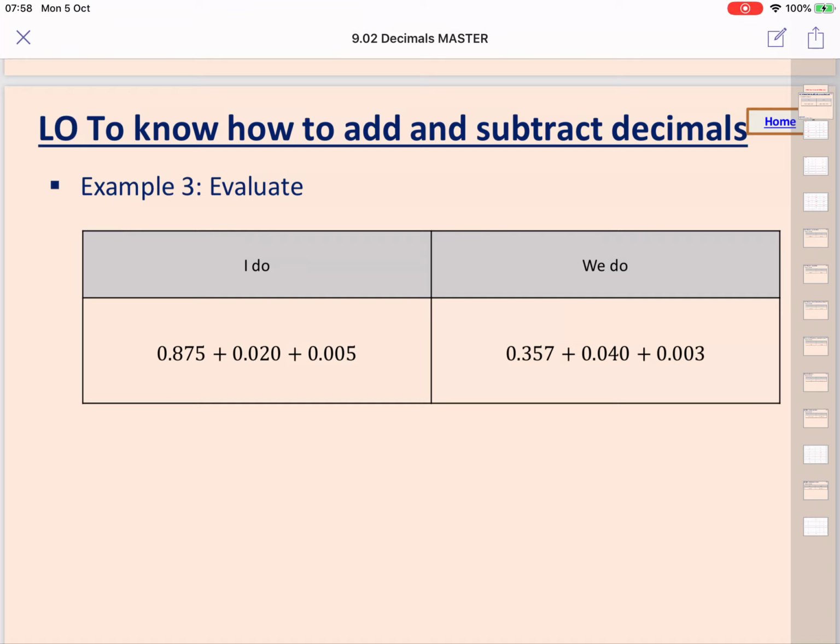And I'm going to want you to write that down too. So please write down 0.875 plus 0.020 plus 0.005. So let's write down that question there and then we'll go through how to do it.